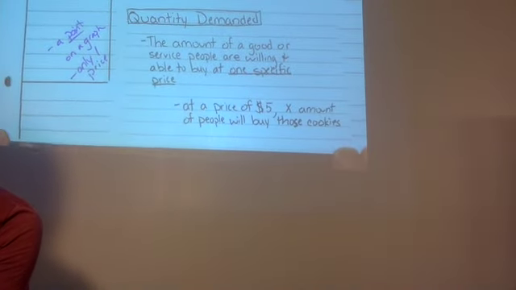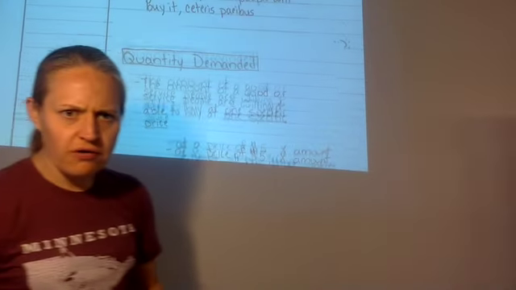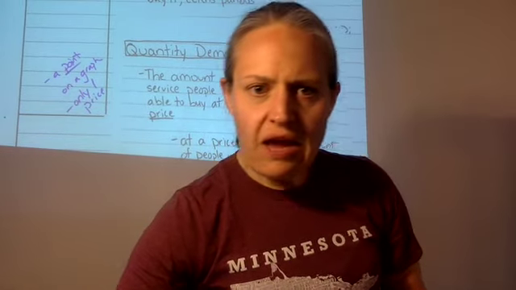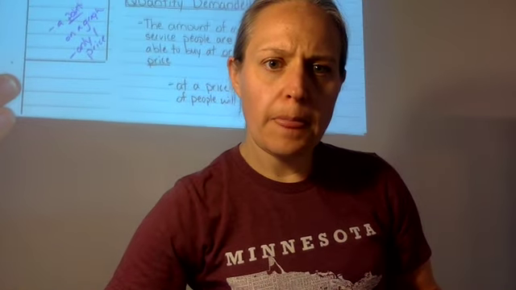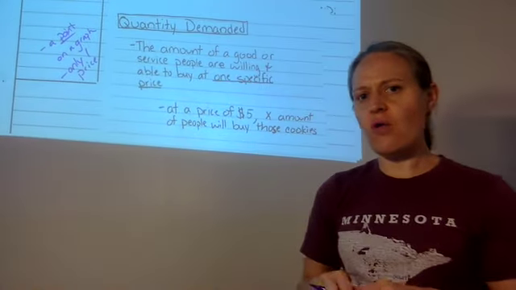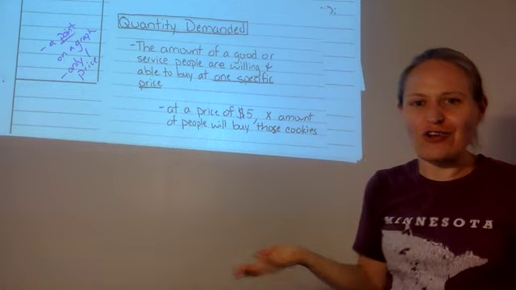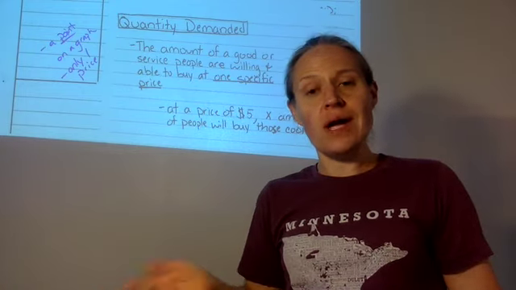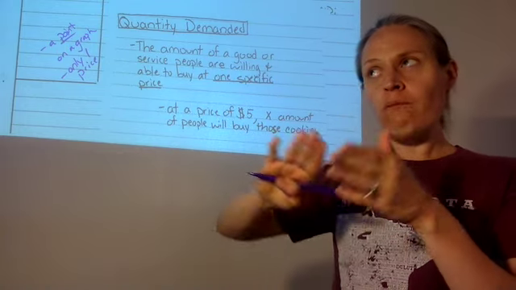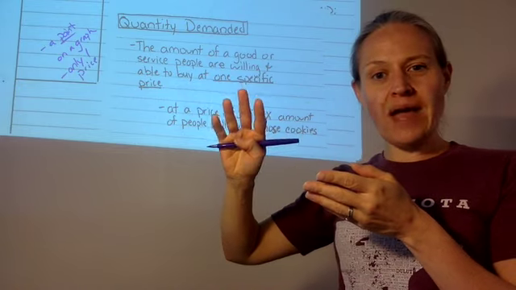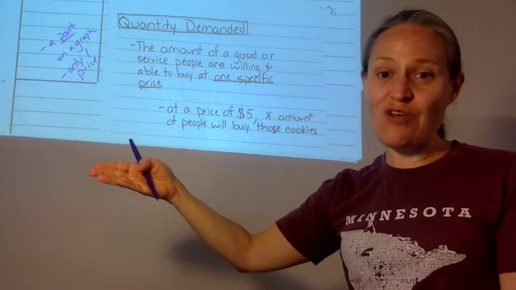So quantity demanded is saying that if we're just thinking about a good or service, for example, the marker, and if we're just thinking about one price, here we go, one price. So it's saying at the price of $5, X amount of people will buy those cookies. I just picked cookies as some random good or service, right? So that would be a quantity demanded. But demand would be how many people would buy the cookies at $1 and $2 and $3 and $4 and $5 and so on.